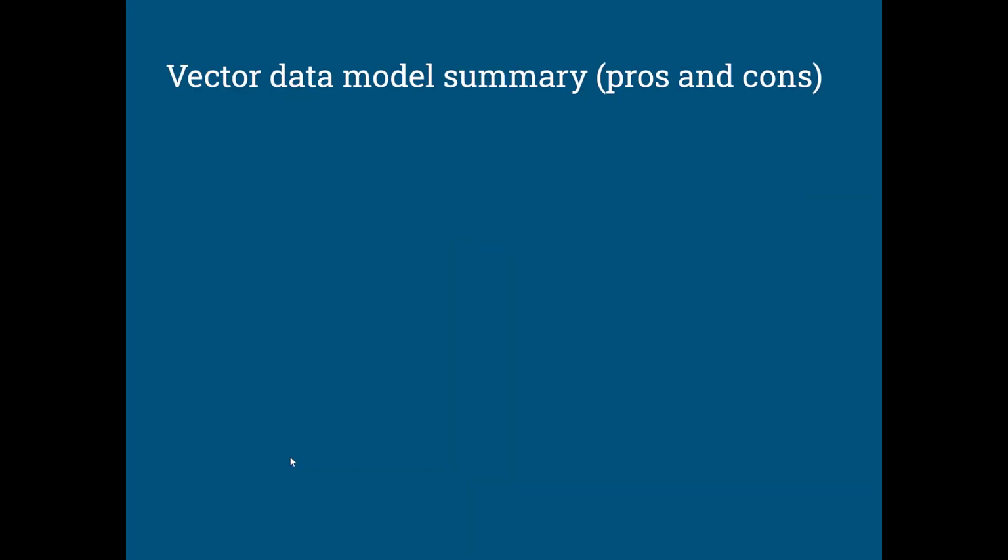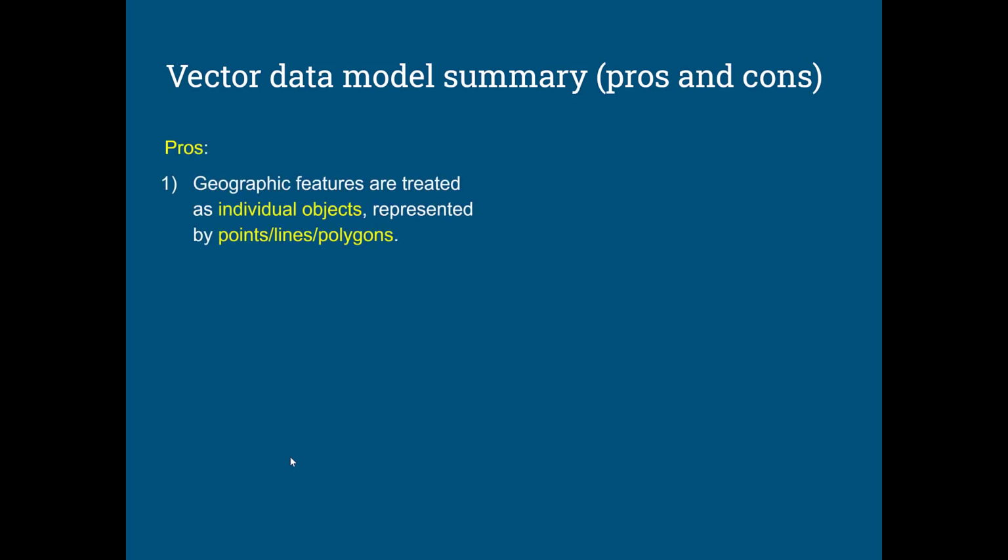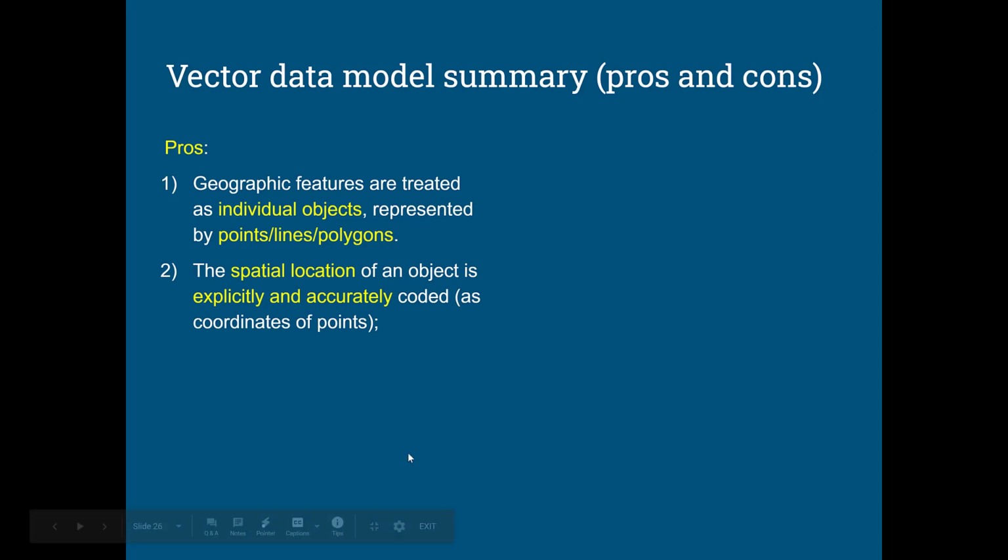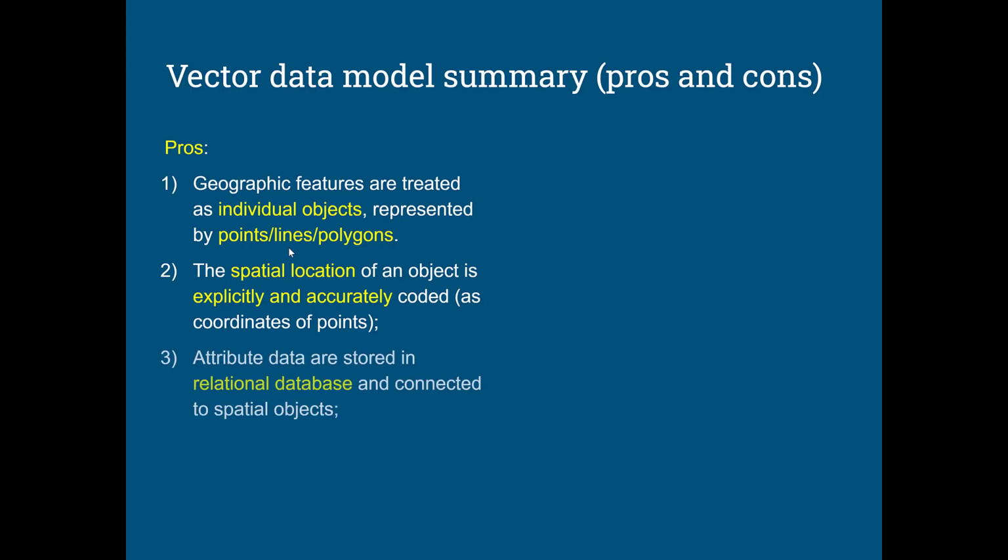All right, so let's summarize the pros and cons of the vector data model. Pros: number 1, geographic features are treated as individual objects, because we see the world as discrete objects. Number 2, spatial location, especially for points, can be very accurately encoded in your data model. Number 3, attribute data is stored in a relational database, which makes it very easy for us to bring in additional information to enrich our data.